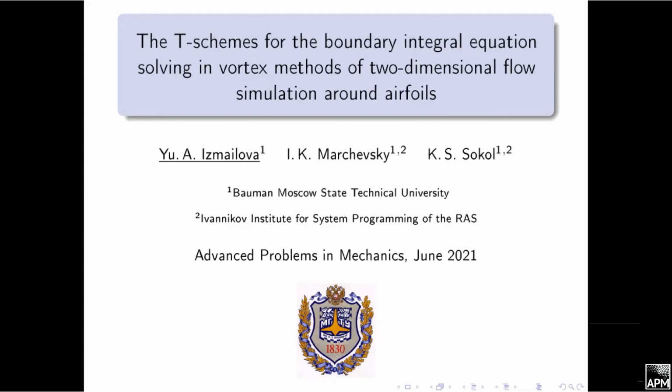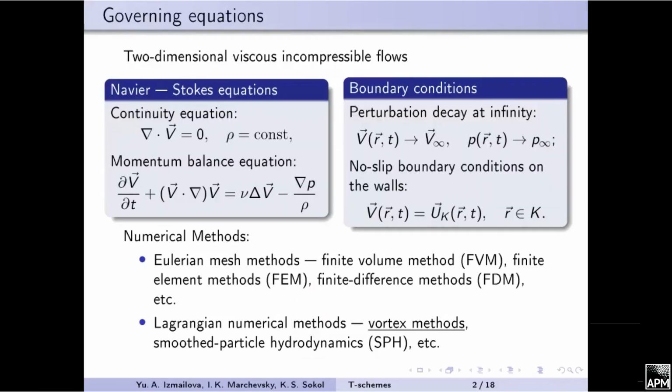The viscous incompressible flow is described by a system of Navier-Stokes equations. The first one is the mass conservation law, and the second one is the momentum balance equation. This system has to satisfy the perturbation decay at infinity and the no-slip boundary condition on the walls.